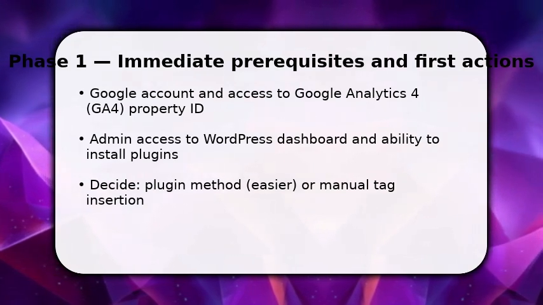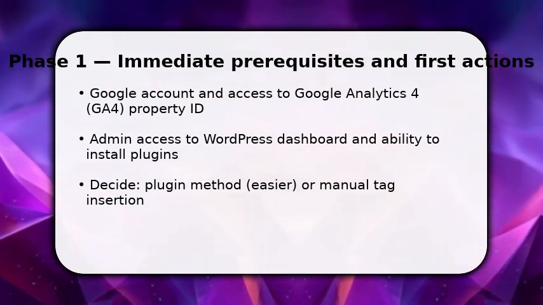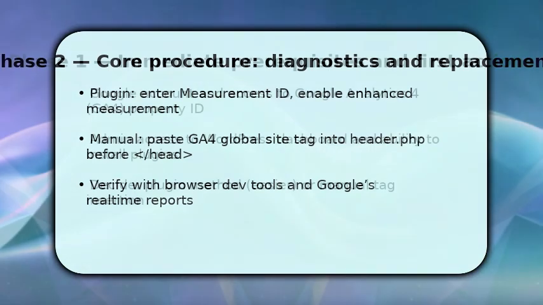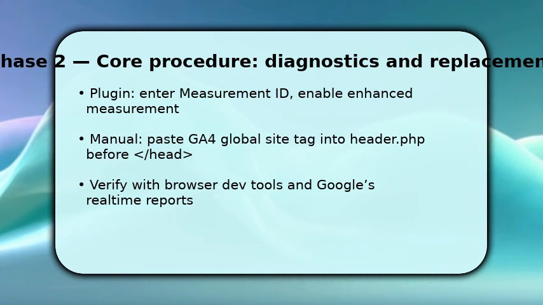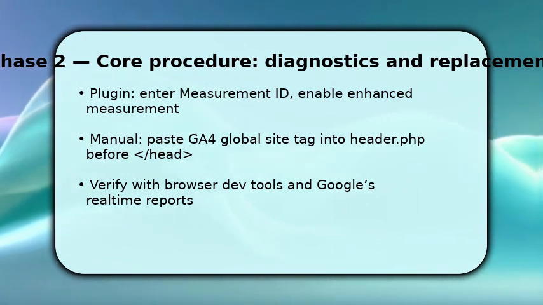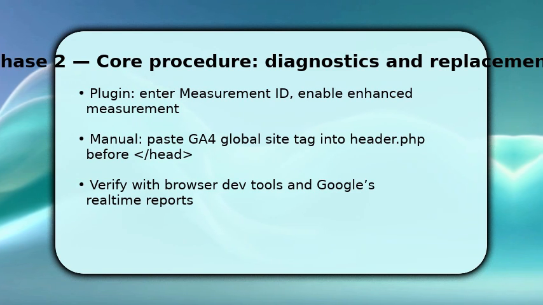Make sure to save changes. This establishes the tracking pipeline from day one. If you chose a plugin, enter the GA4 measurement ID and enable enhanced measurement to capture page views and basic events automatically. This reduces manual work.